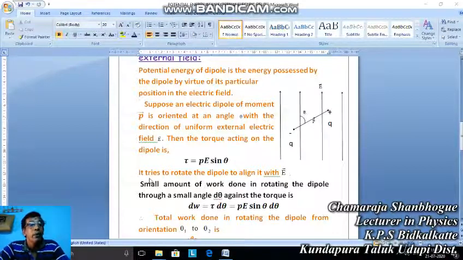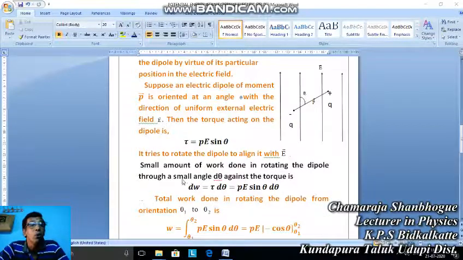Now, small amount of work done in rotating the dipole through a small angle d theta against this torque. See, this torque is rotating the dipole in the region of electric field. Now, to rotate this in the opposite direction, small amount of work is done to rotate the dipole through a small angle d theta against the torque produced in the electric field. That work done is given by the formula dW is equal to tau into d theta.